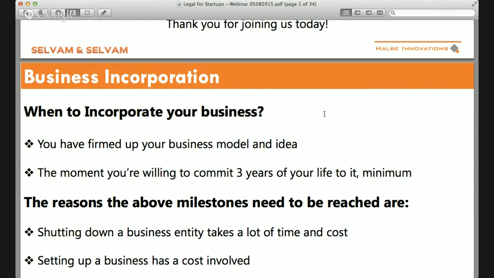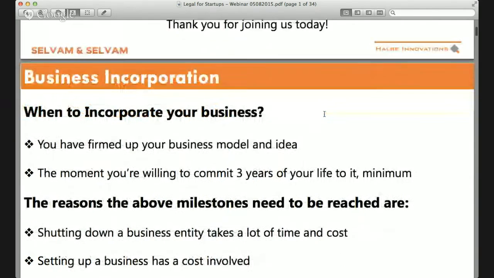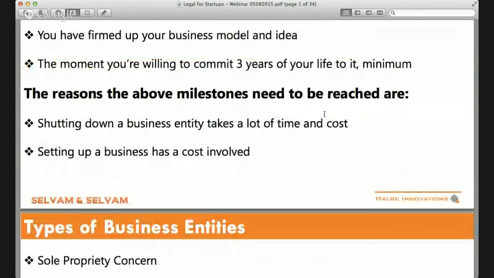The second most important thing after you have decided that your business model and idea is set up is to see if you are willing to commit 3 years of your life to it minimum. It takes a long time for your business to become successful, and you have to give it the right amount of time before you are expected to see results. So if these two criteria are met, then you can incorporate your business.